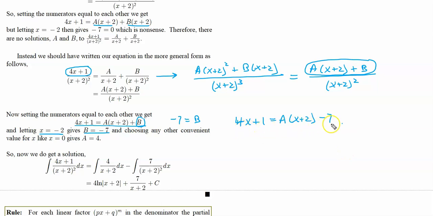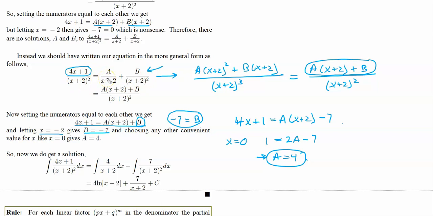and just pick any other value for x now to put in here. The most convenient value would be 0. So if we let x equal 0 now, you'll notice that we get 1 equals 2a minus 7. Bring the 7 over, so that implies that a equals 4. And there you go. So there are the two values that will give us this equation up here being true.